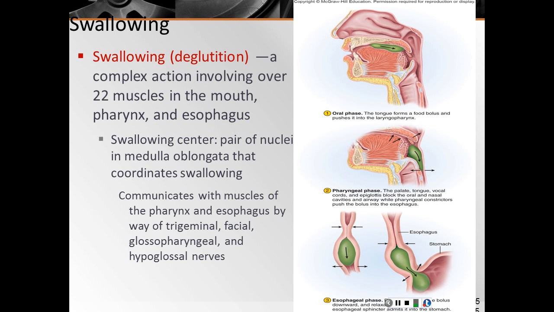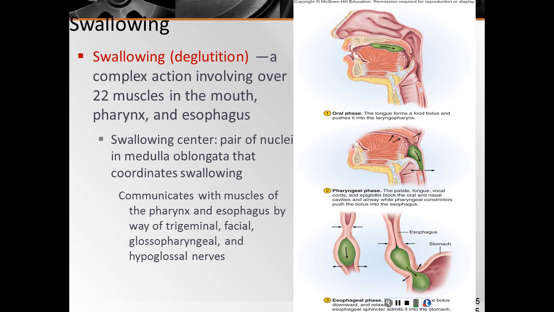Alright, so now we're in phase 2, our pharyngeal phase. This is an involuntary type of movement, and it has 3 actions that will prevent food and drink from re-entering the mouth or entering the nasal cavity. So we have the root of the tongue, which is going to block the oral cavity.